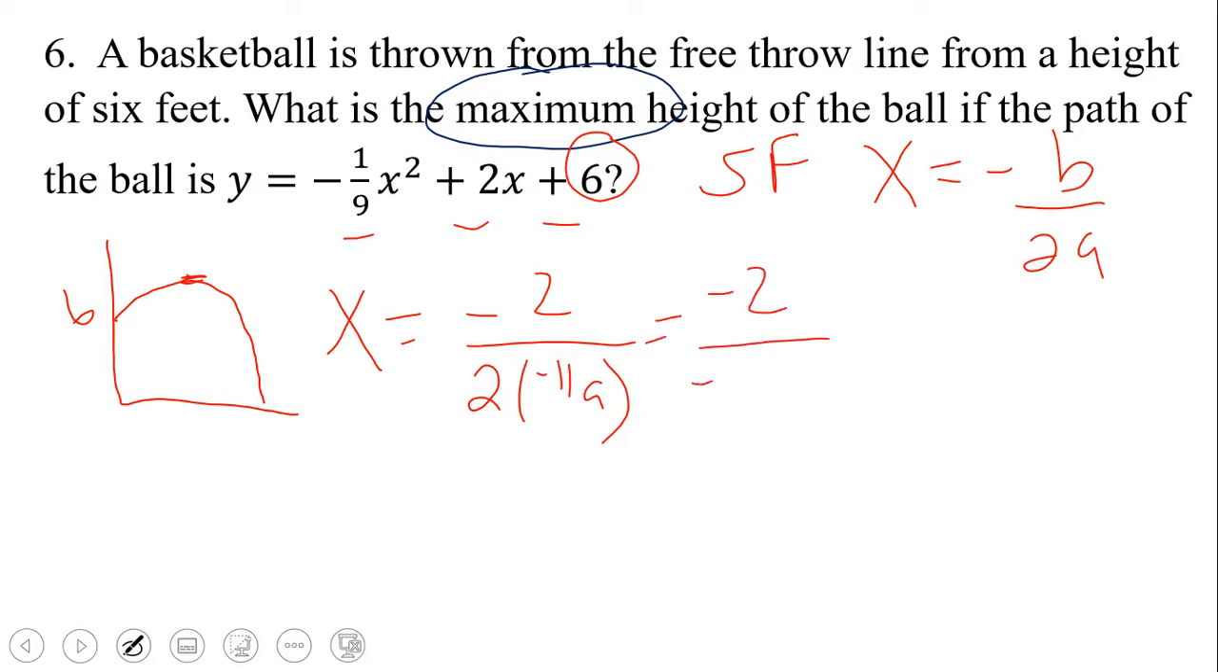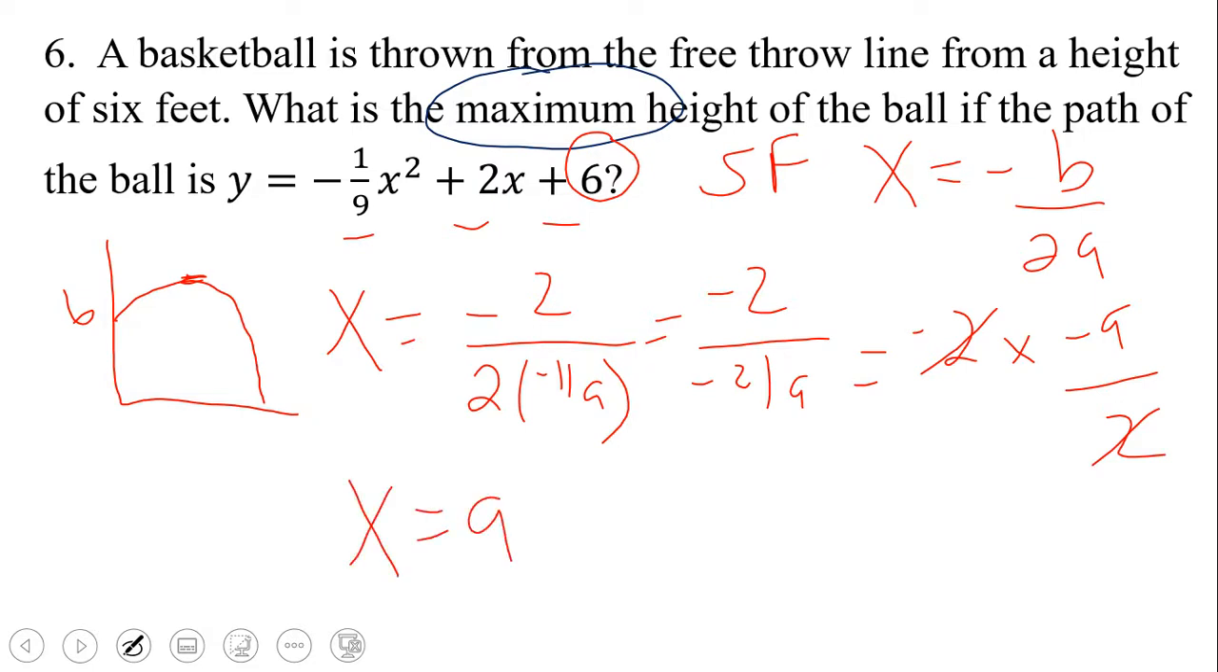Simplify negative 2 over negative 2/9. Multiply by the reciprocal. You would then, of course, cancel out these 2's. A negative times a negative would, of course, give you a positive 9. So this negative and this negative would cancel out to be a positive 9.